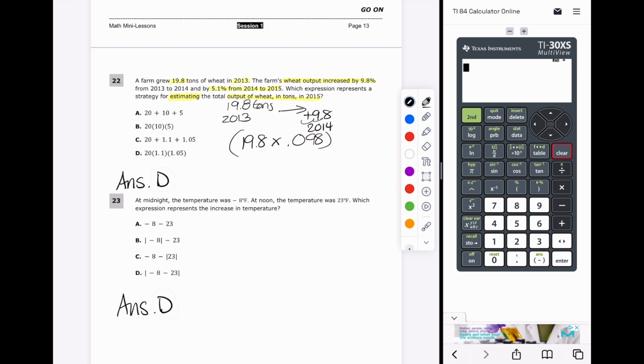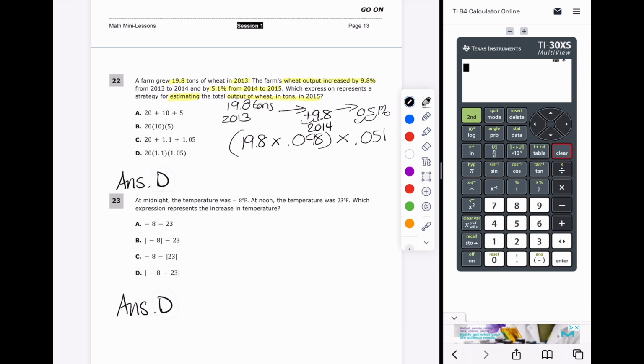And then the story goes, and then it increased again by 5.1%. So in the next year, I multiplied again, and I want to increase 5%. So let's change it to a decimal 1, 2. So 0.051. Okay, so that's what I would do to get all of this, to figure all this out.